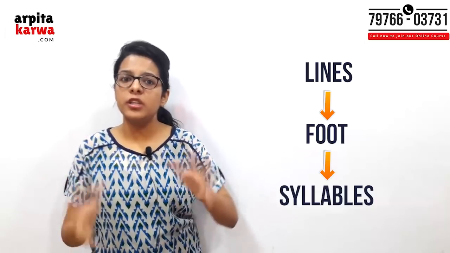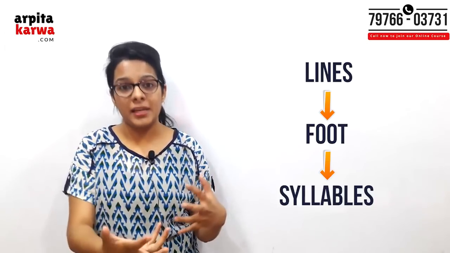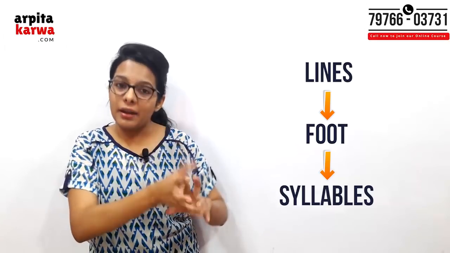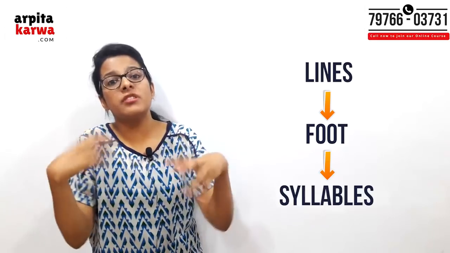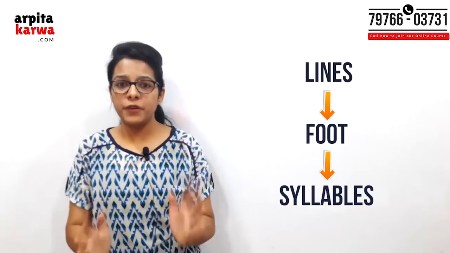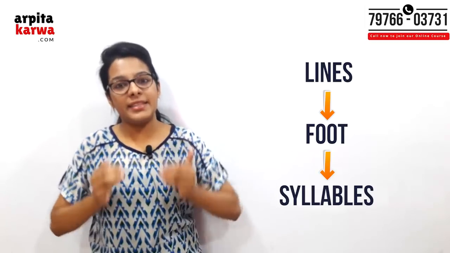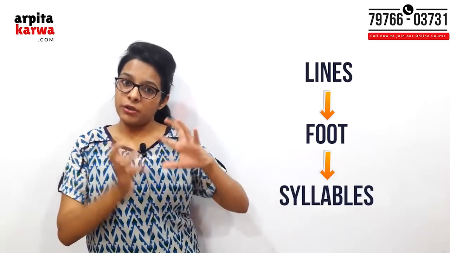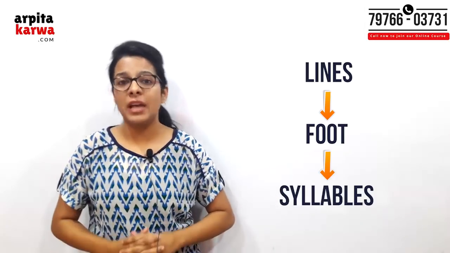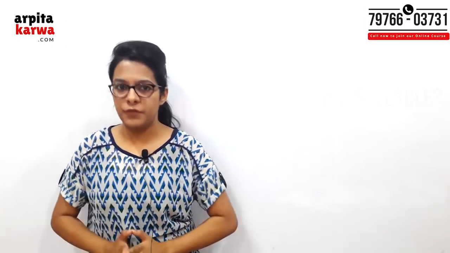And syllables and foot ki combination se different tarah ki rhythm banti hai. We have iambic pentameter, which uses one type of foot. We have trochaic hexameter, which uses another type of foot. So let's first understand syllable, then we'll be understanding foot, and then at the end we'll see how different kinds of foot combine together to make different kinds of poetic meters. So let's start with syllable first.